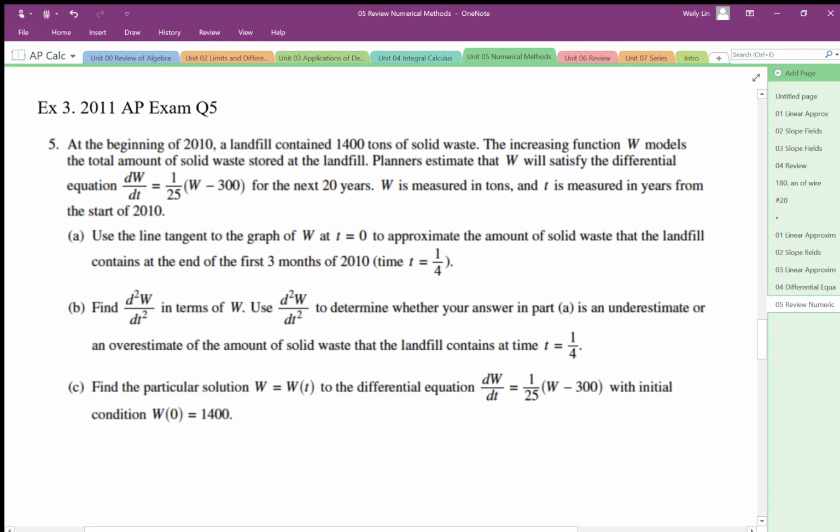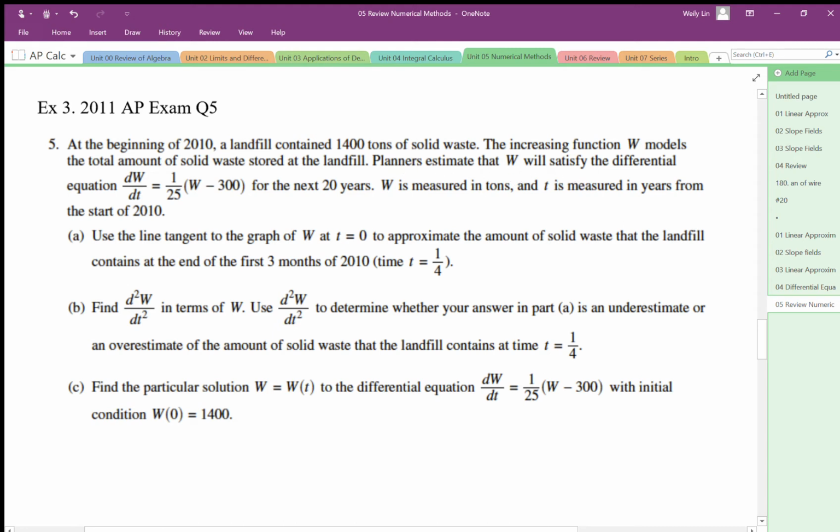A question from an AP calculus exam. So this is a typical problem that you might run into. It says that at the beginning of 2010, a landfill contained 1,400 tons of solid waste. The increasing function W models the total amount of solid waste stored at the landfill. The amount of waste increases by this differential equation, dW/dt = (1/25)(W - 300), for the next 20 years. W is measured in tons, t is in years.